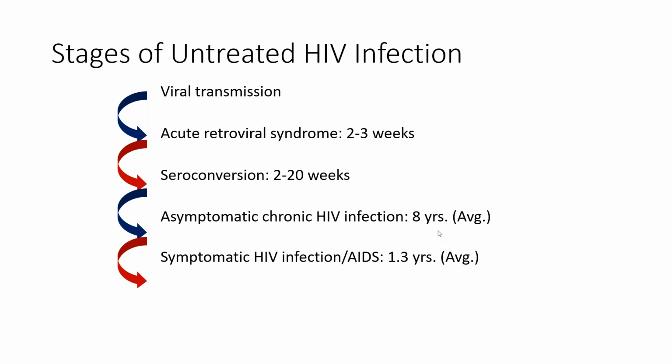But in countries like India, where TB is common, where malnutrition is common, where the general health comorbidities are multiple, this period of asymptomatic chronic infection may get reduced to almost 5 years.